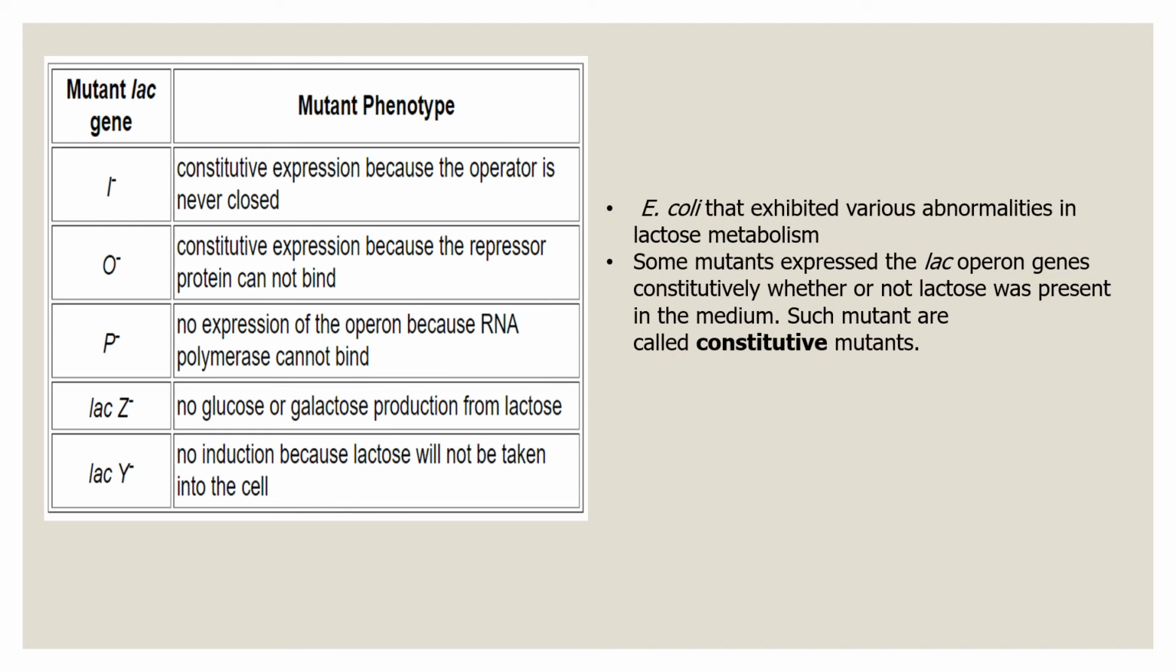First is the I gene. When the I gene is mutated, it shows constitutive expression because the operator is never closed, whereas a mutation in the operator gene results in constitutive expression because the repressor protein cannot bind. If the promoter is mutated, no expression of the operon occurs because RNA polymerase cannot bind.